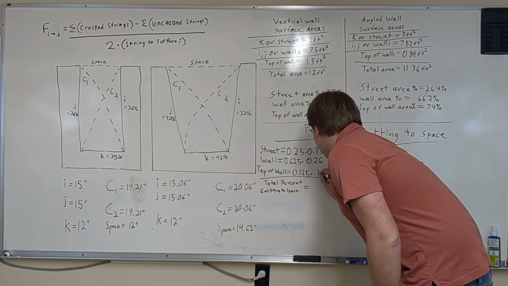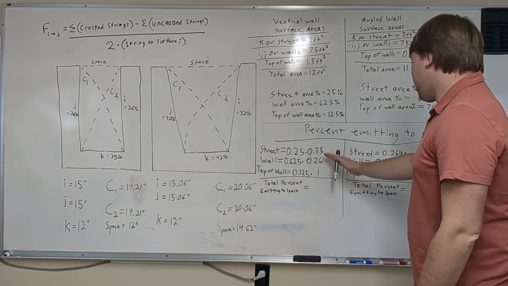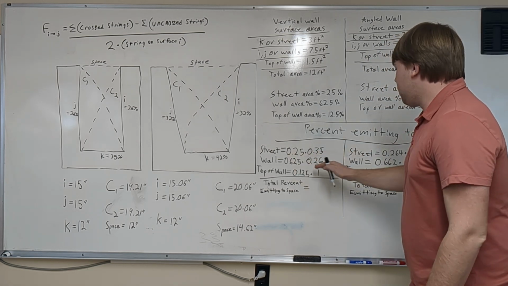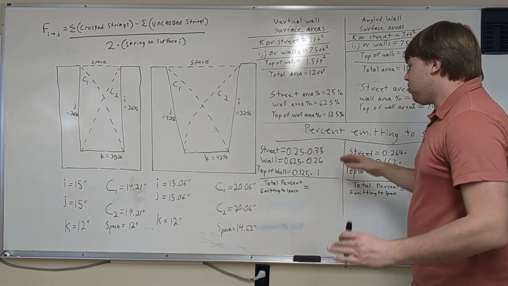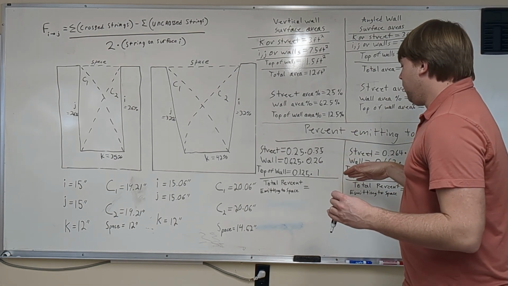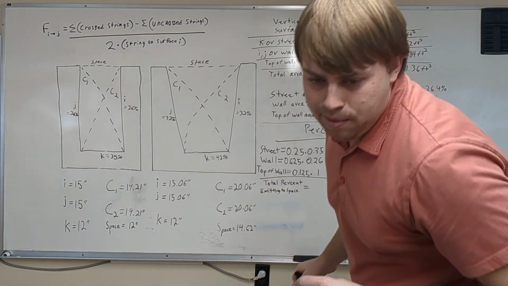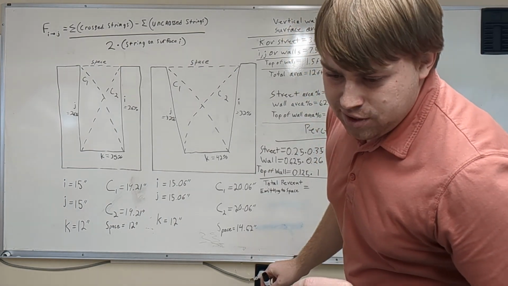So we're multiplying that by 1, and then when we multiply all that and add them together, we have the total percent of our overall surface area that has a chance to emit to space. And that number came out for our vertical wall as 37.5%.